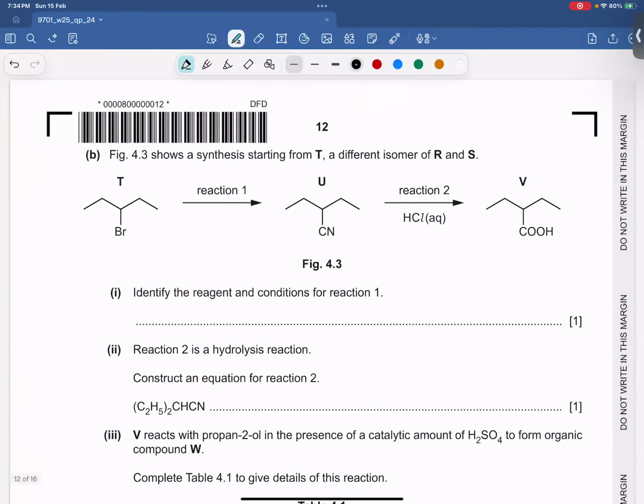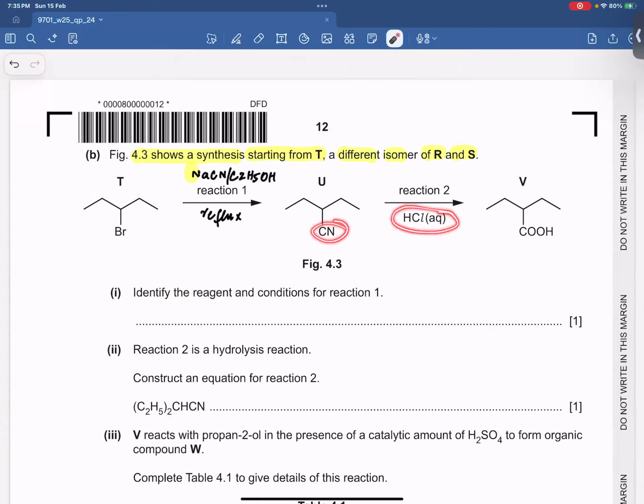Oh my goodness, that's a huge paper. Figure 4.3 shows a synthesis starting from T, a different isomer of R and S. This is a secondary alkyl halide converting into cyanide, which means I'm using sodium cyanide and ethanol, or potassium cyanide and ethanol under reflux condition. This reaction is also called a step-up reaction because we are increasing a carbon atom. When acid hydrolysis is involved, CN will turn to COOH.